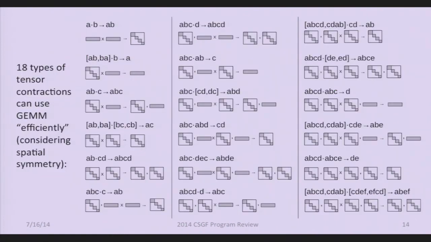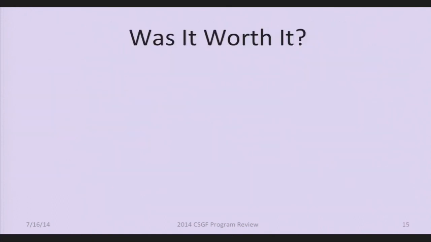In terms of actually doing the matrix multiplies, I told you you shut your eyes and do some magic. Well, this is the magic you have to do. And it turns out you can't really do everything directly as a matrix multiply. There's only 18 specific combinations of tensor contractions you can do directly as a matrix multiply. And so this restricts what you can do.